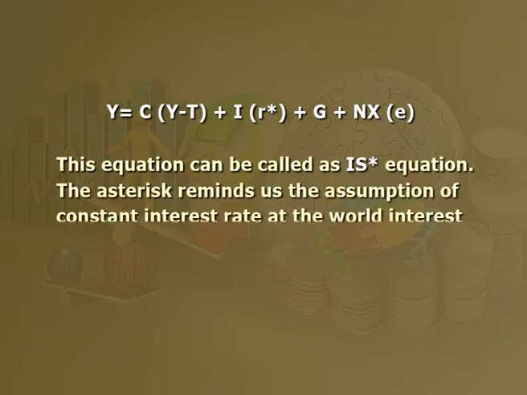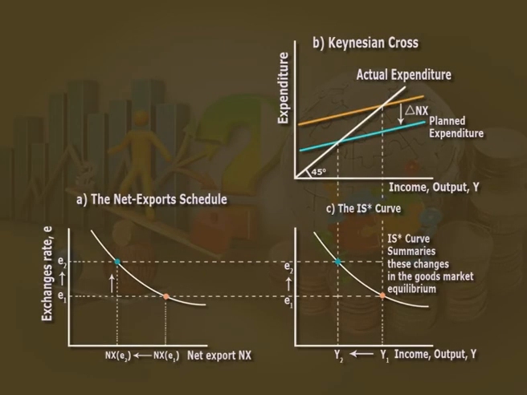The asterisk reminds us of the assumption of constant interest rate at the world interest rate, which is r star. The IS curve slopes downward because a higher exchange rate reduces net exports, which in turn lowers aggregate income.